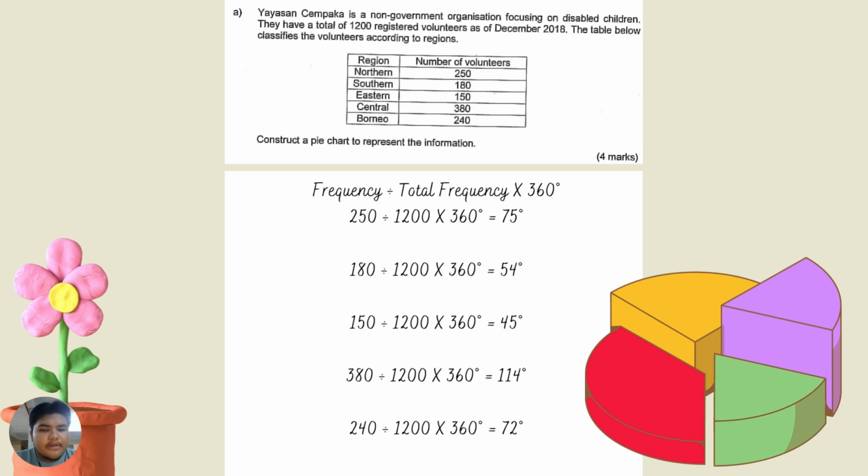180 volunteers divided by 1,200 times 360 degree, we have 54 degree. 150 for the eastern region divided by 1,200 registered volunteers times 360 degree, we will have 45 degree. 380 divided by 1,200 times 360 degree, we will get 114 degree for the central region. Lastly, 240 divided by 1,200 times 360 degree, we will get 72 degree for the Borneo region.